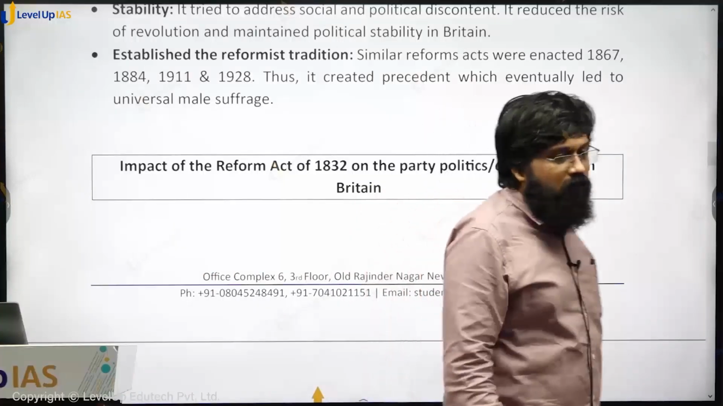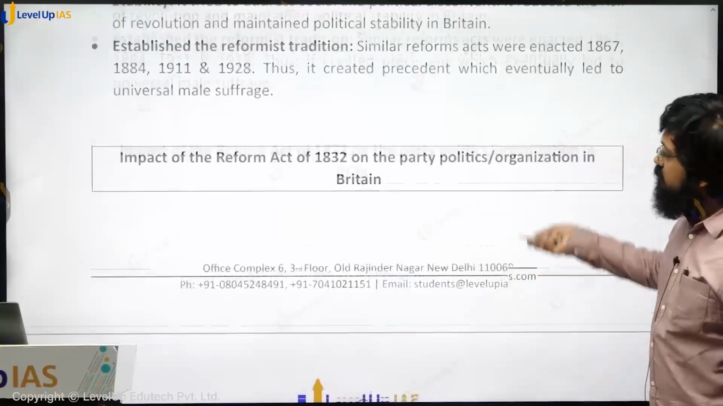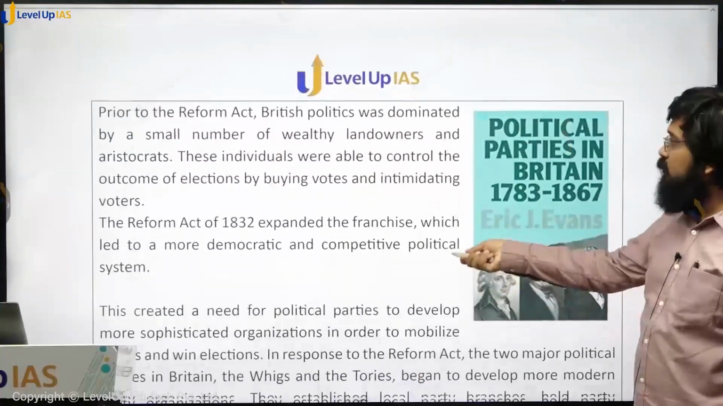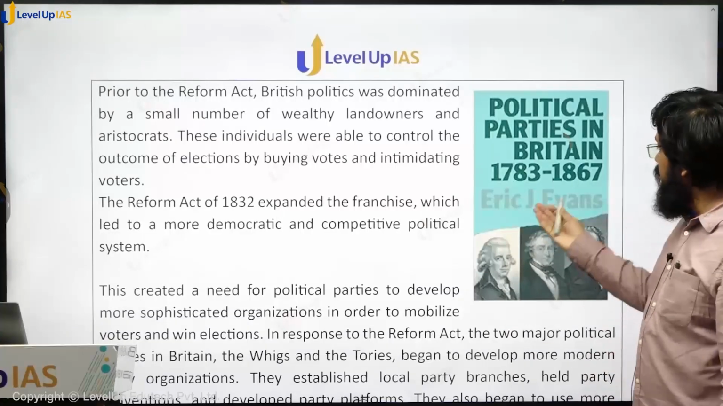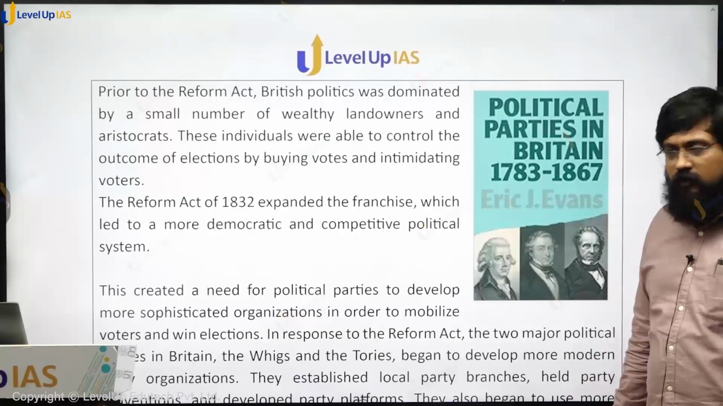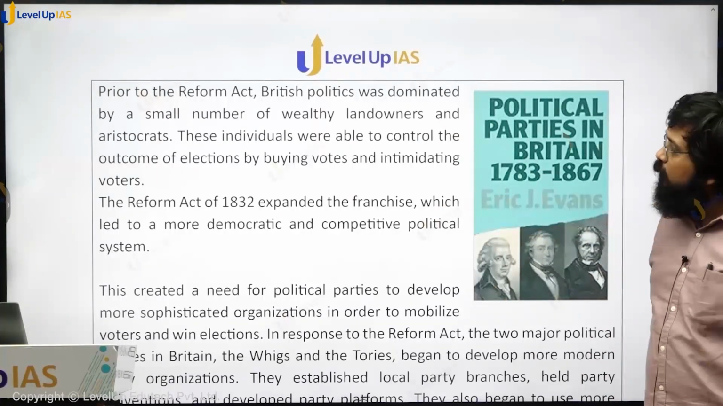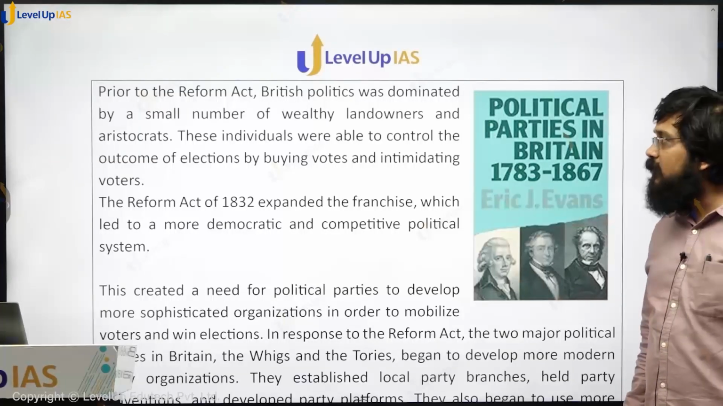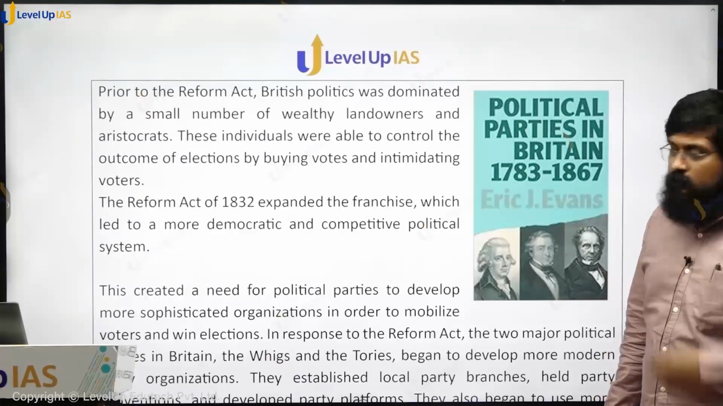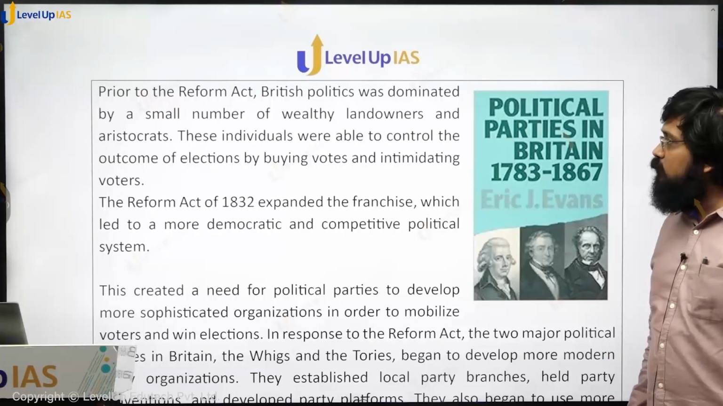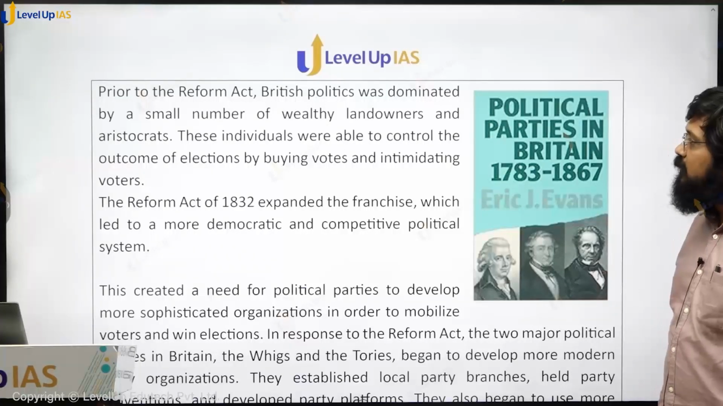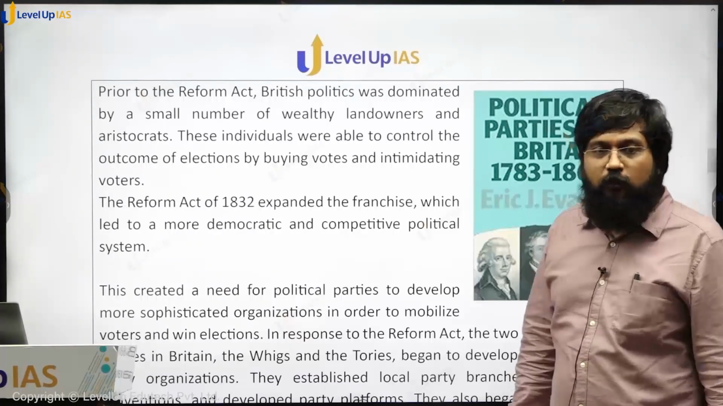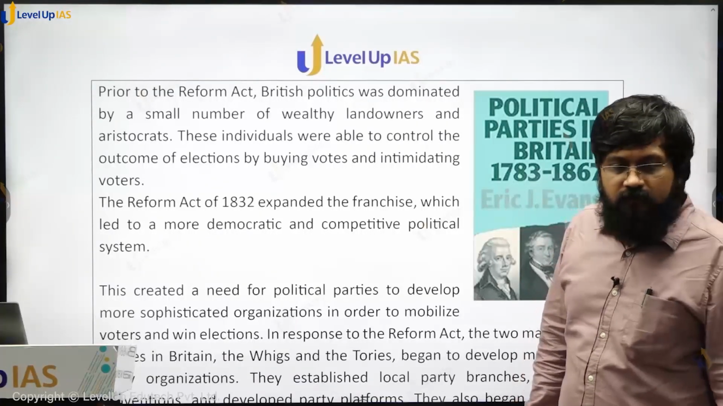Impact of Reform Act on political parties. ये बड़ा simple point कुछ है नहीं इसमें. You can cite historian, a very famous one, Eric Evans, in this kind of question. He says, prior to the Reform Act, politics was dominated by a small number of wealthy landowners, clergymen and aristocrats. These individuals were able to control the outcome of elections by buying votes and intimidating voters, pocket boroughs, rotten boroughs. Now what will happen?